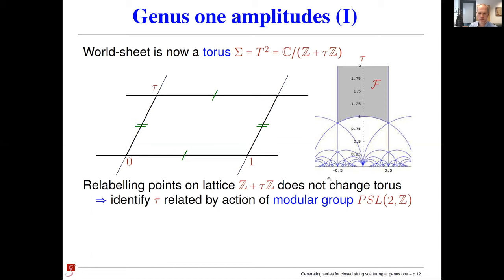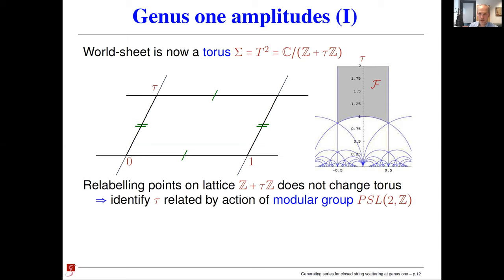So now this is already a different situation compared to tree level. When we talked about the sphere, we said we can get rid of all the aspects of the sphere due to the symmetries of the action. But here we see we have to label different tori, and they're labeled by this slightly oddly shaped fundamental domain. And this is called the space of complex moduli of the torus.